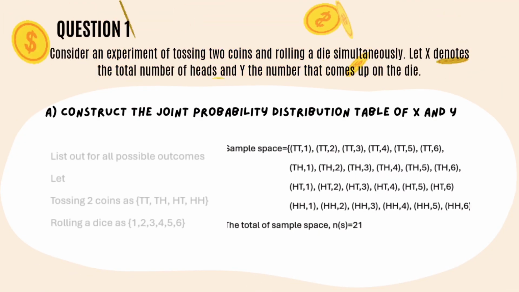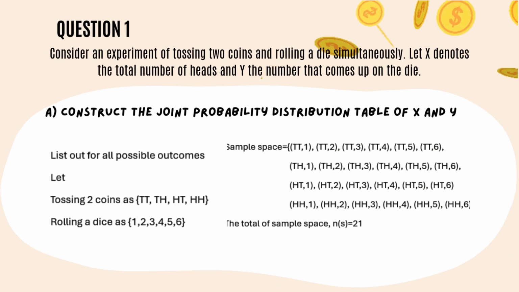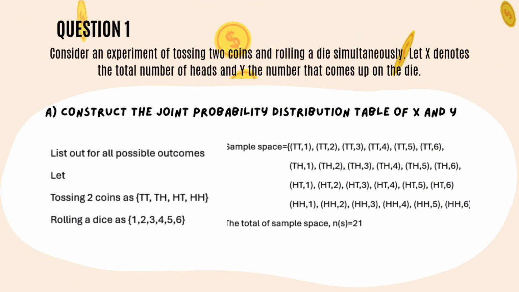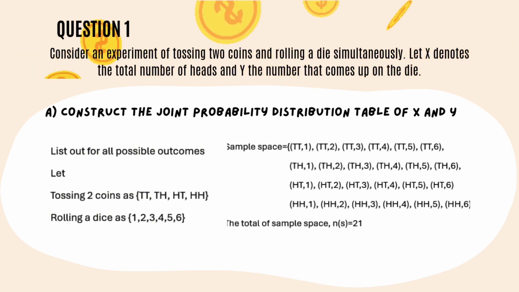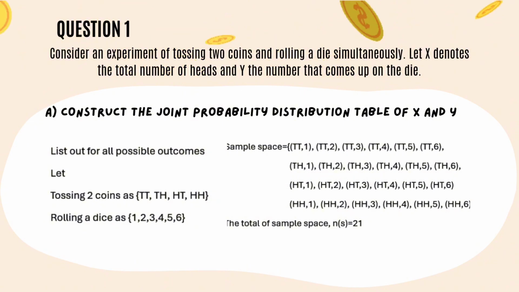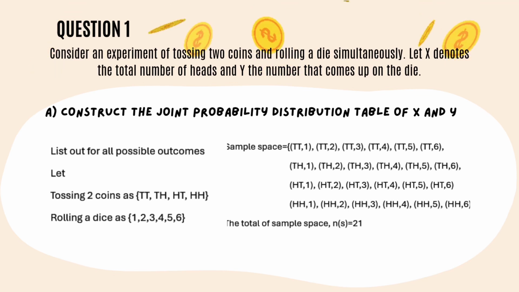So today I'm going to explain question number 1. Consider an experiment of tossing 2 coins and rolling a dice simultaneously. Let X denote the total number of heads and Y the number that came out on the die. A. Construct the joint probability distribution table of X and Y.